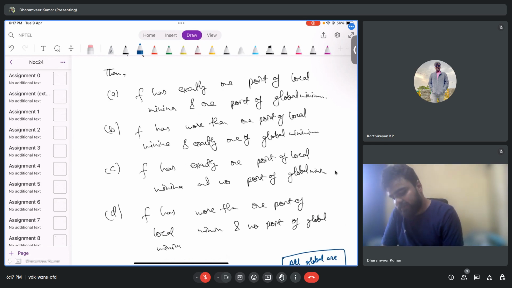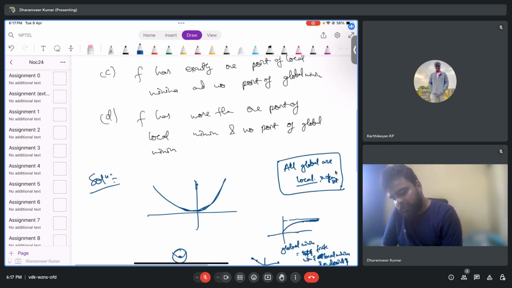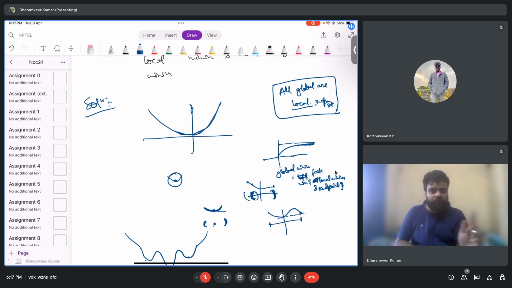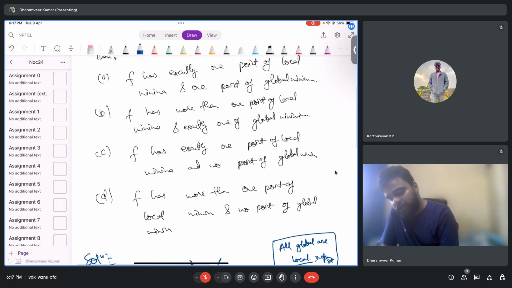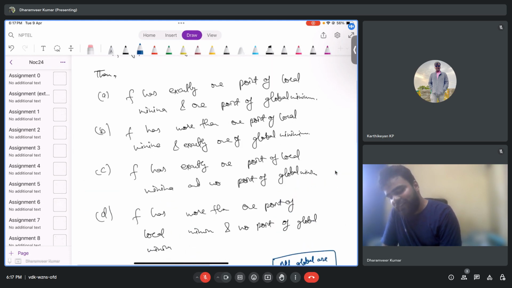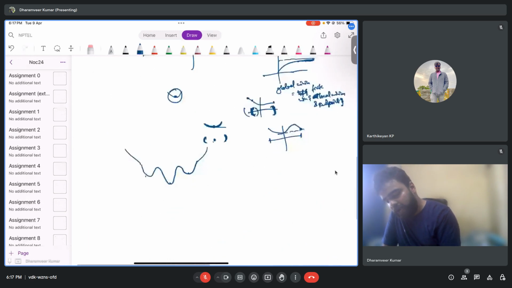Okay, because in a closed set, what can happen is, let's say you have a local minima, and at the end it can go and touch this. This is not a local minima because it's not an open set, it's at the endpoint. So there can be two global minima. Keep in mind, on an open set, open set is key. f has exactly one point of local minimum, no point of global minimum. How do we draw that?